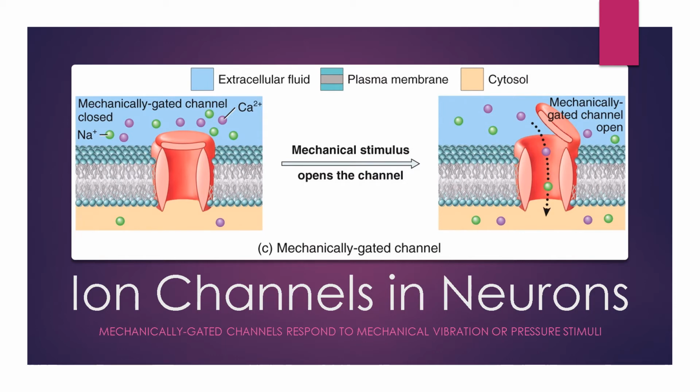So we can see here the mechanically gated channel is closed. In this picture, there's going to be a physical stimulus that physically distorts the channel and opens it and allows specific ions through. So in this case, this is a sodium and calcium mechanically gated channel, so it allows those through.